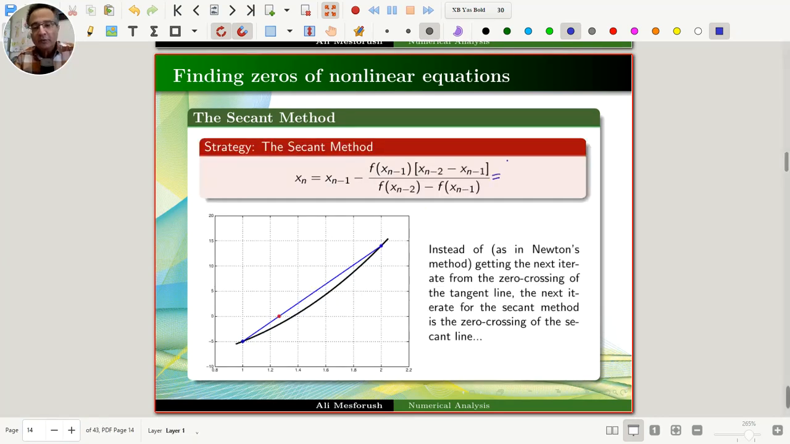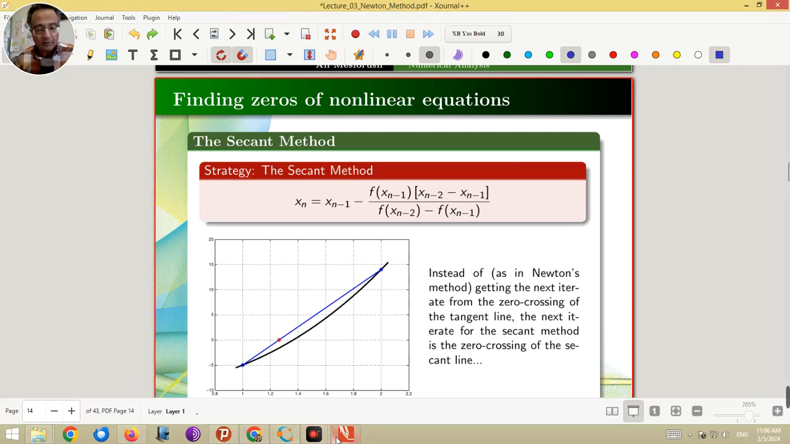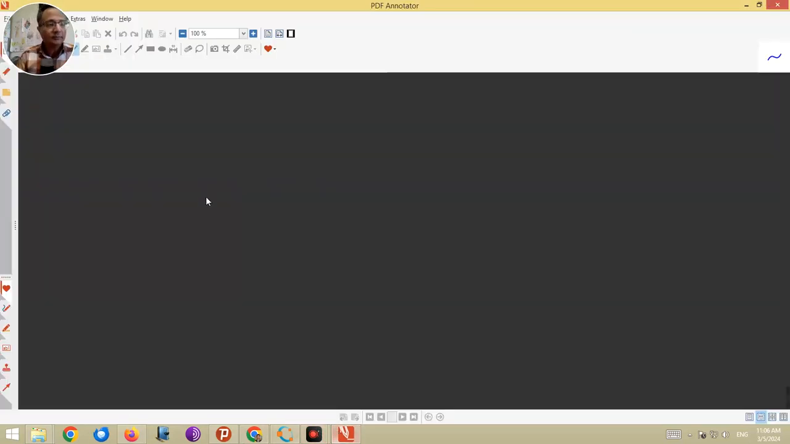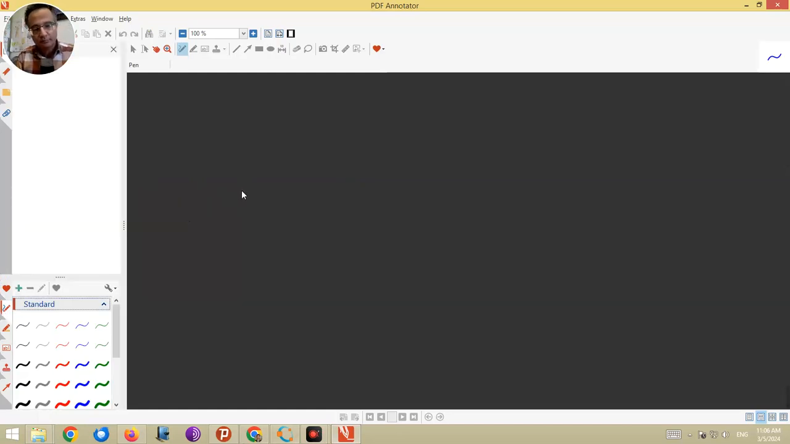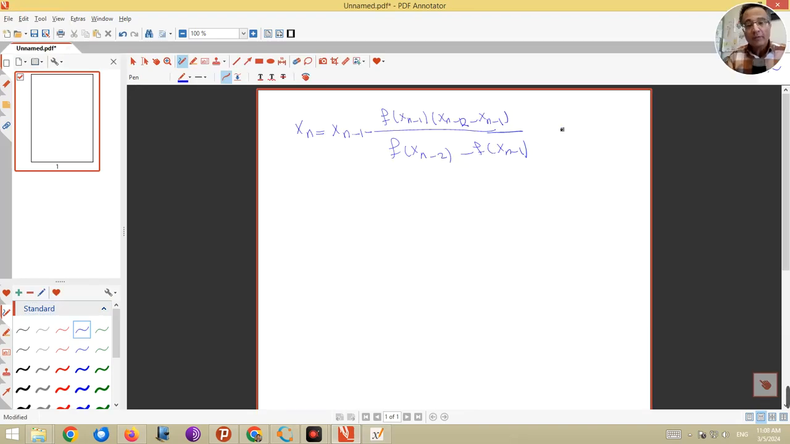Here, for example, consider xn minus 1 minus, or let me show you in a free page. Let me do it here. Very slow. I am bored. Okay, we get something like this.